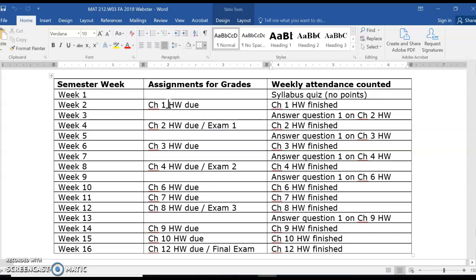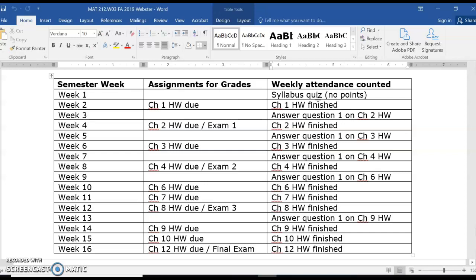Week 2, chapter 1 homework is due, and so that's how I'm going to collect attendance for week 2: I'm going to see that you finished and completed your chapter 1 homework. If you haven't done any of your chapter 1 homework, then you will be counted as not attending there. On week 3, you'll notice that there's no homework due, but I want you to answer at least one question on chapter 2 homework. All right, so that's how I'll be taking attendance. You have to answer at least one question, have attempted the quiz. You don't obviously have to have it finished then. You will have to have it finished on week 4. All right, so hopefully that makes sense.